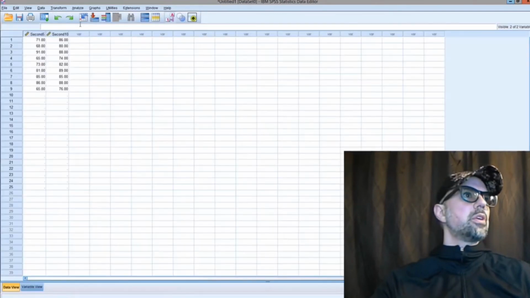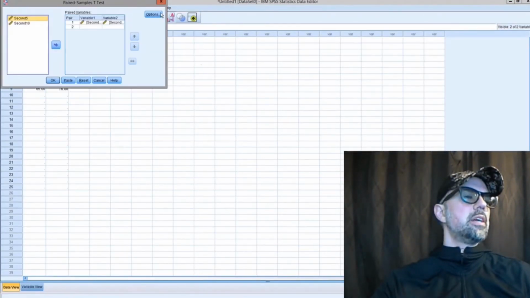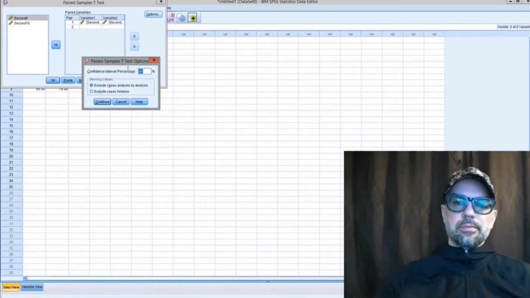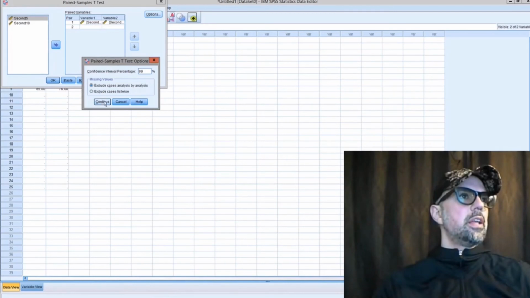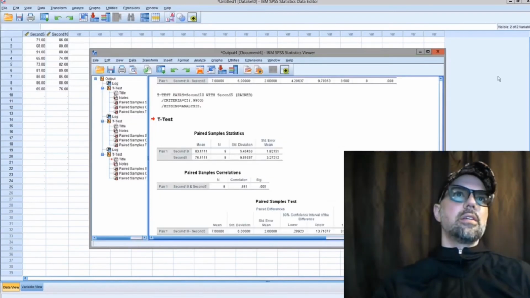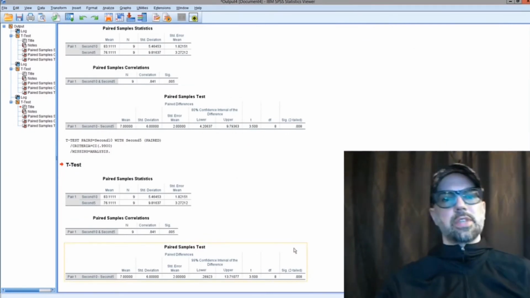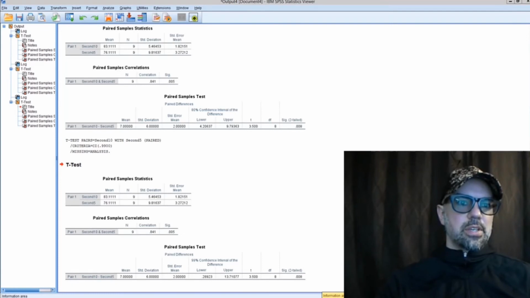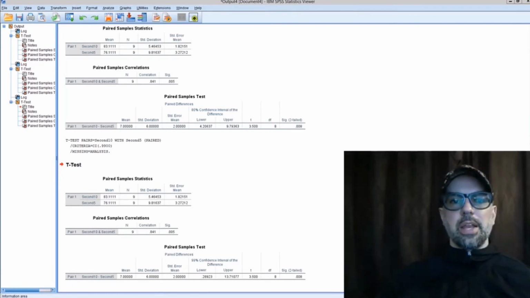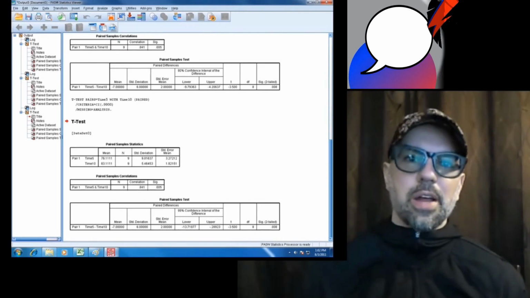And then the last one we're going to do, analyze, compare means, paired samples t-test, go to options, enter in 99 for our 99% confidence interval, hit OK, hit OK once again to run the analysis, and we have our 99% confidence interval. So we just calculated 3 confidence intervals in the space of under a minute. Thank goodness we got SPSS to do all this for us.